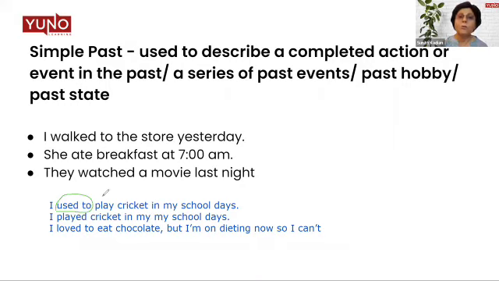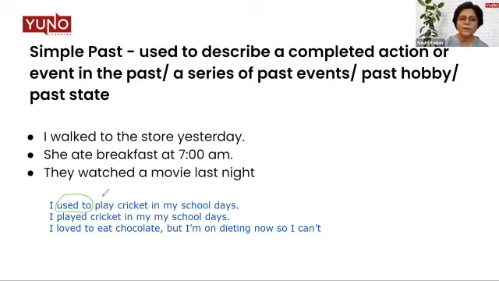So used to is a modal, like we have can, could, may, might. All these modals are there. Used to is also a modal. It can be used to talk about past facts, past habits, and then, of course, we use the simple past tense.